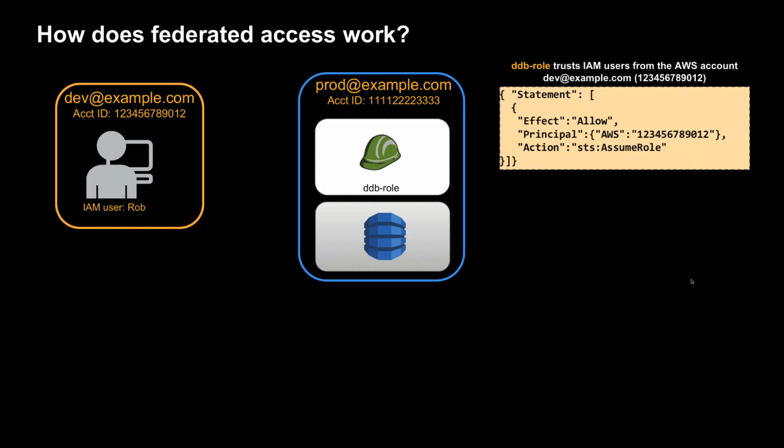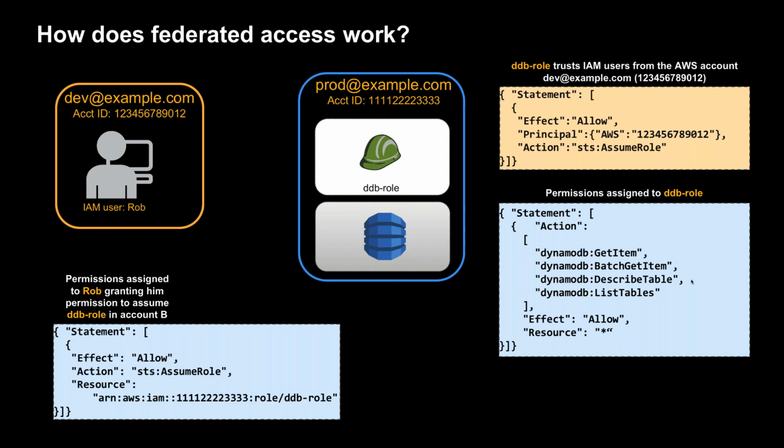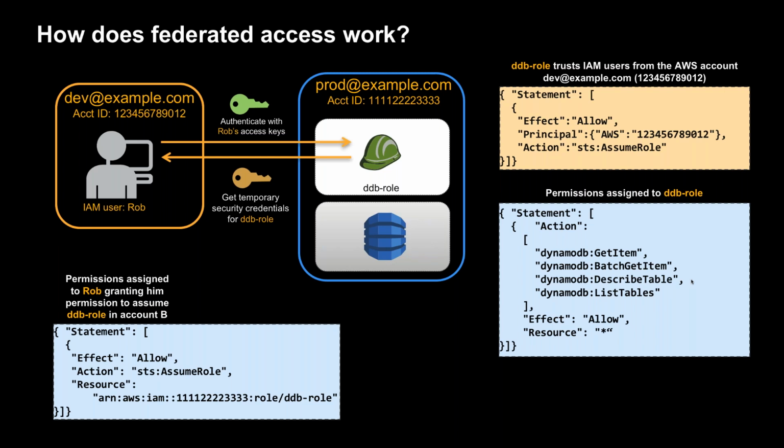So the STS is the Secure Token Service. It gives us a tokenized assumption of that role. And then we assign some permissions to it. So we're going to allow some read action to DynamoDB. And then the final step is we need to assign permissions to Rob to allow him to assume this role. And you'll see we're referencing the role in the production account, and he's ready to go. So Rob's going to authenticate with access keys, and he's going to get back some temporary security credentials for the DDB role. And that allows him to start calling APIs. He's actually using those temporary credentials, and those will go away because they are temporary.